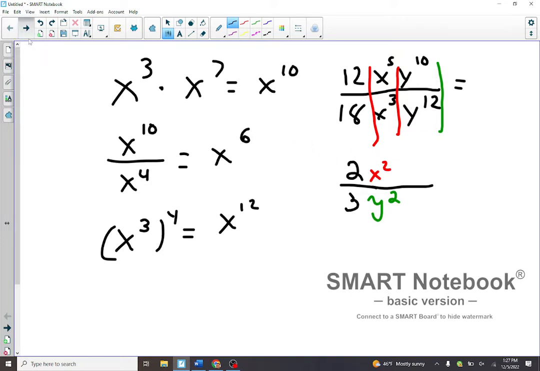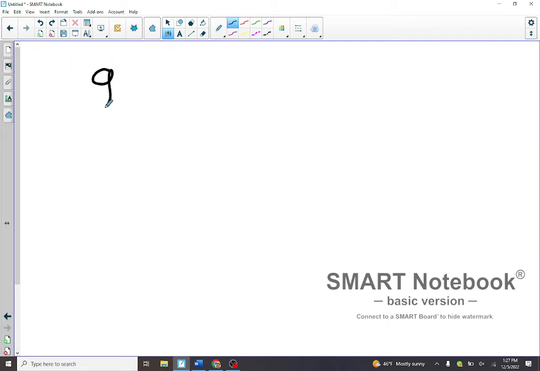Okay, next one. g to the 10th to the 0 power. It's recorded. You could just look at it later. Anything to the 0 power is 1. Make sure it's 1 and not 0. It's 1.